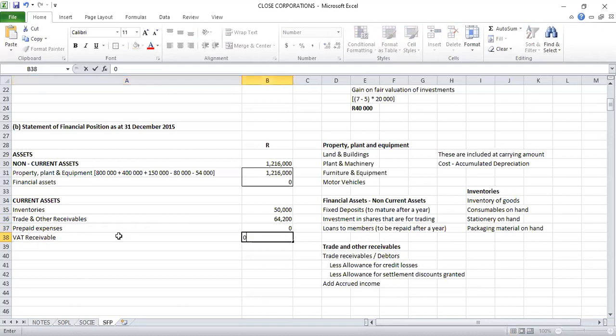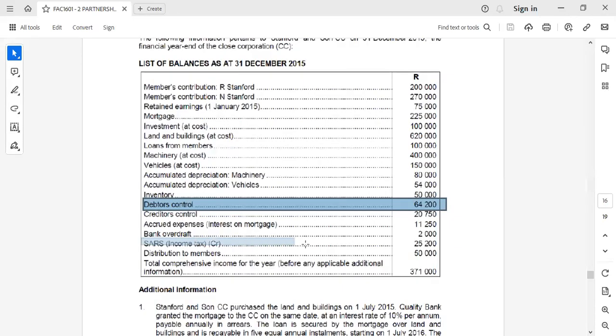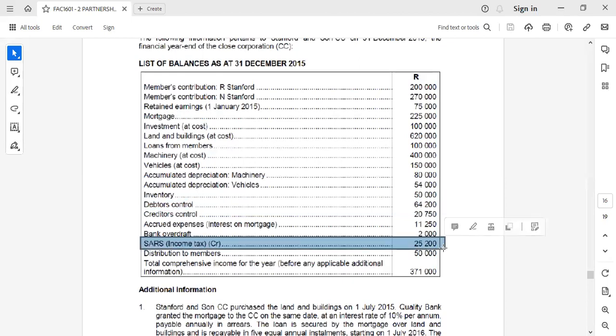We don't have that. We also include income tax receivable, if it's there, of which we don't have. Right, to check if there's income tax receivable, you look at this SARS. If it's a debit, that means SARS are owing us. So that will be shown under current assets. But if it's a credit, it means we are owing SARS. So that will be a liability. So the fact that here it's a credit, that means we are owing SARS, it's a liability. If SARS were owing us, then it would have been a debit. Then we're going to create an asset.